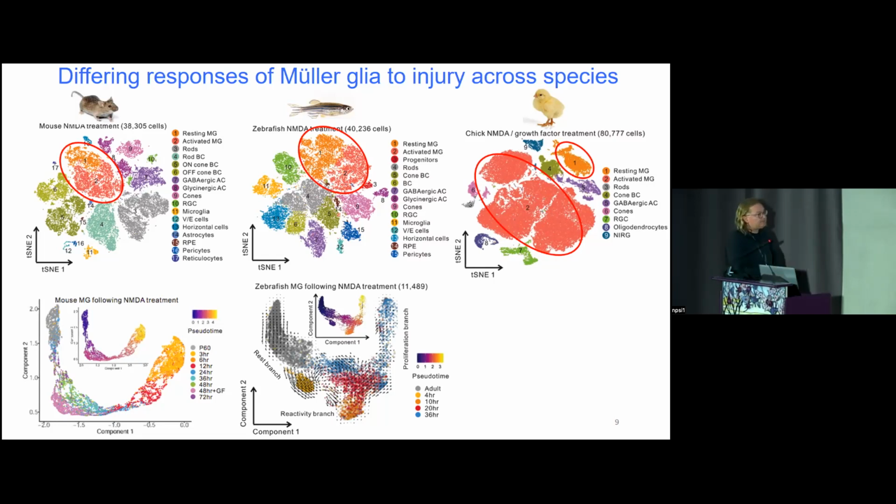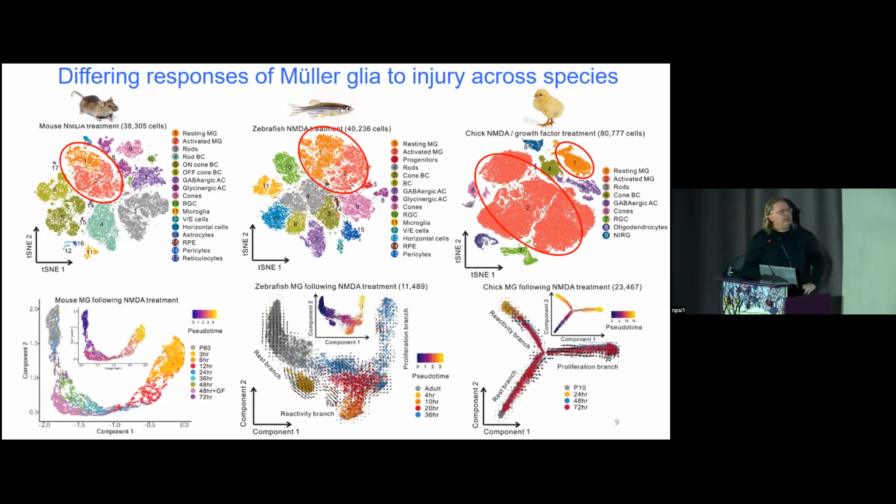developing retina. Now, chick are somewhere in between. 24 hours following injury, all of the glia are reactive. Most of them return to a resting state. A subset then go on to reprogram to a proliferative state.